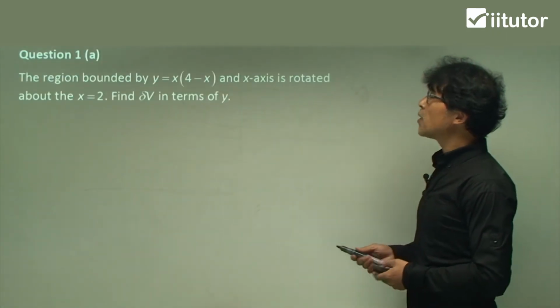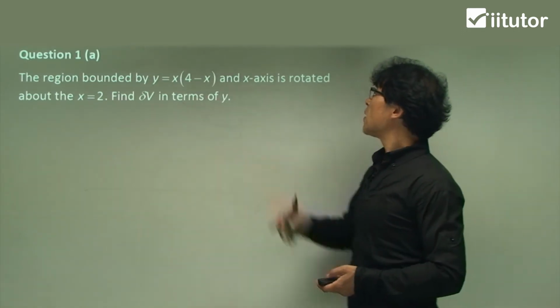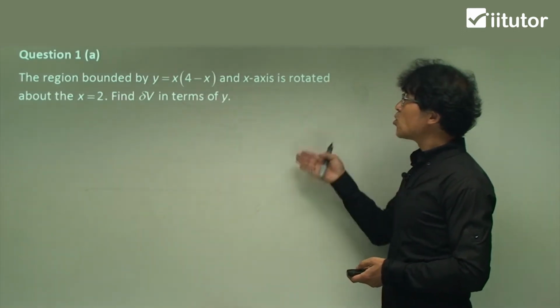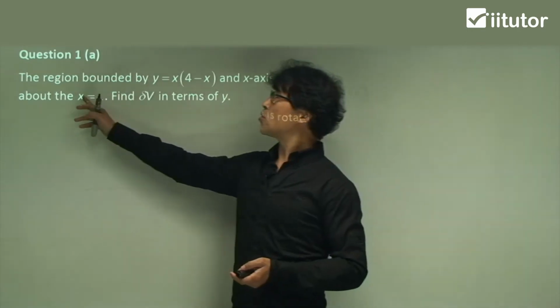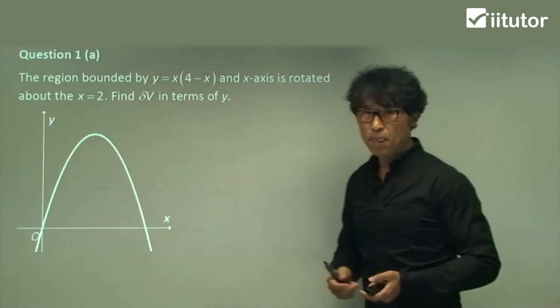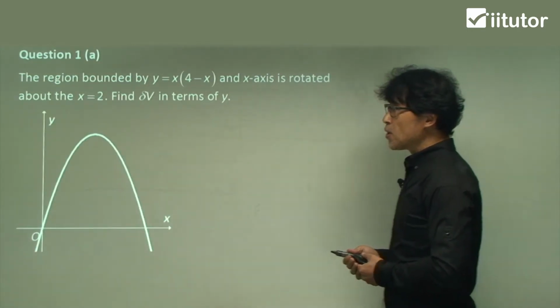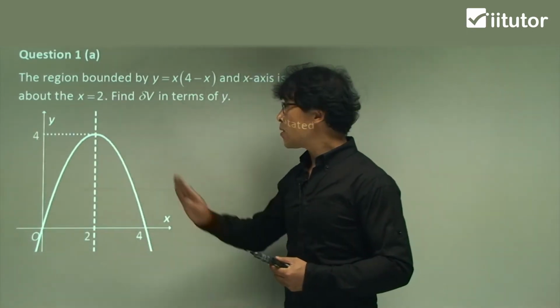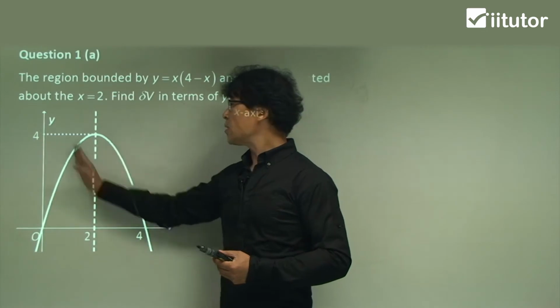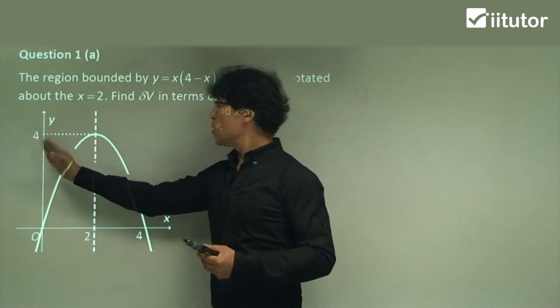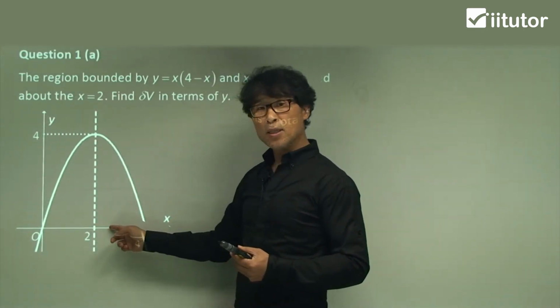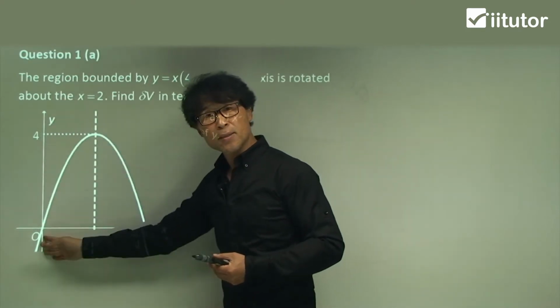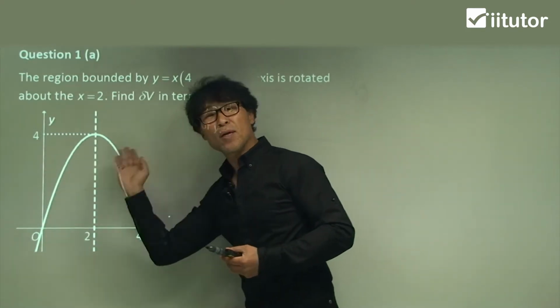The region bounded by this parabola and the x-axis is rotated about x equals 2, okay? So when you sketch the diagram, rotate about x equals 2 there. So then it is parallel to the y-axis. It is not exactly the y-axis, but this axis, x equals 2, is parallel to the y-axis. So it is moving that way, okay?